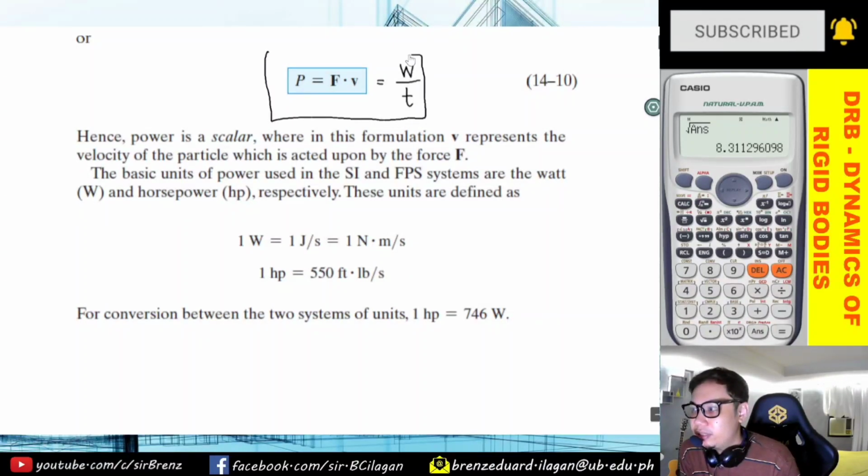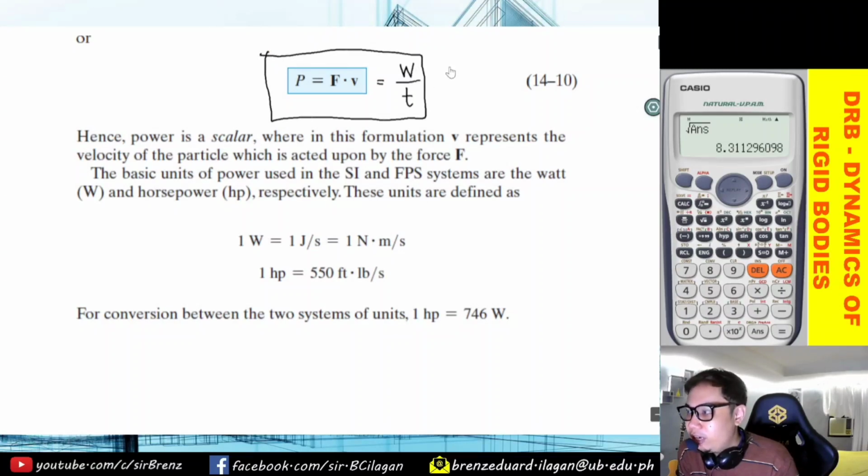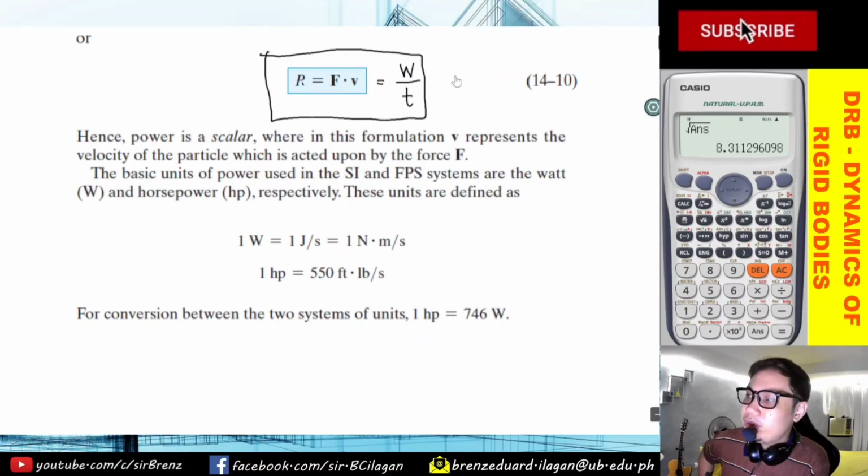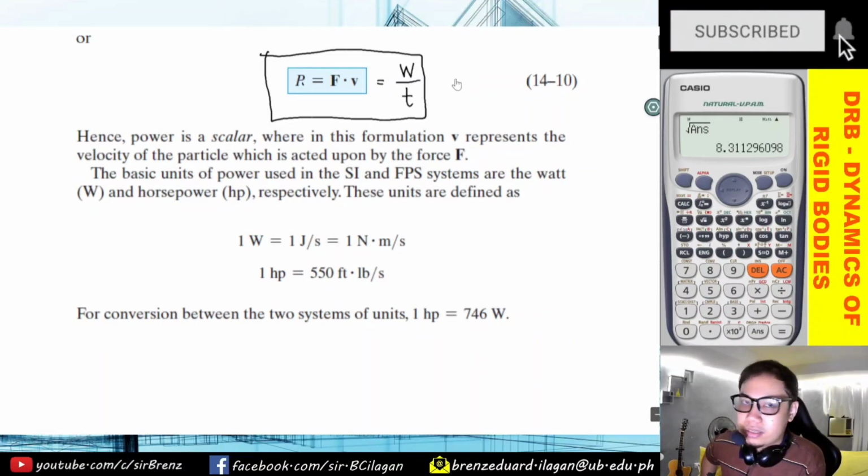So ito, sa uloy nyo na lang. So ganun, kailangan mo lang naman mahabol na unit dito minsan kasi kahit di ko sa uloy yung solution, basta alam mo yung unit ng power. Di ba yan ay watts, mga horsepower.